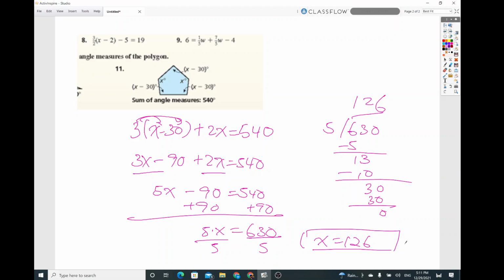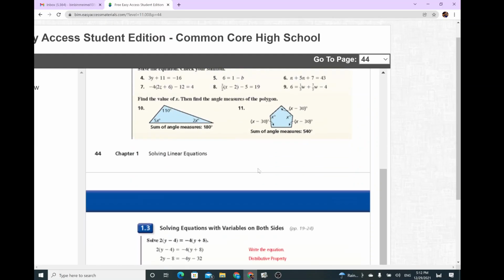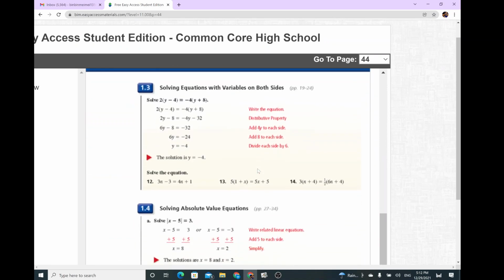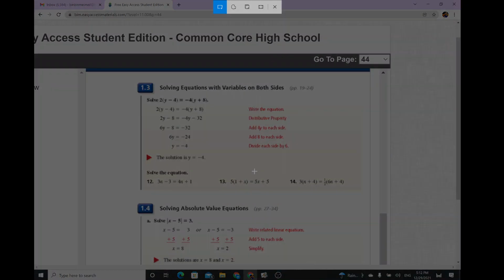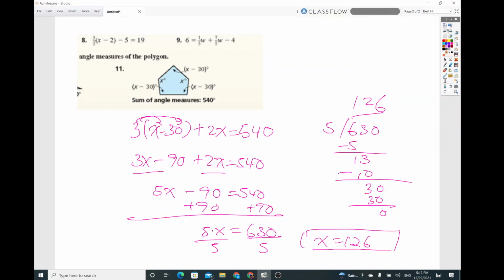Okay, so now let's see what else we have with the rest of this. So going back to that page. So we got 1.2. Now what about 1.3? So solving the equation with variables on both sides. So anytime that you want to solve an equation with variables on both sides, one thing that you want to do, you want to collect the variables together. Okay, so let's do this one.